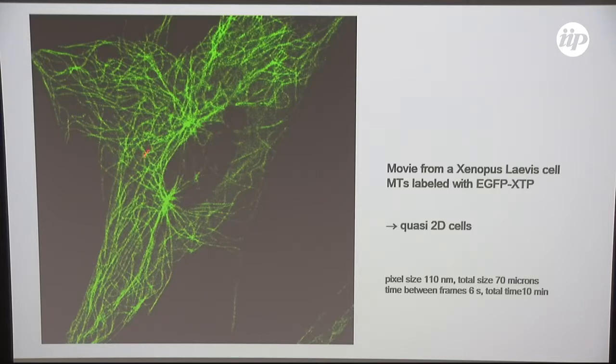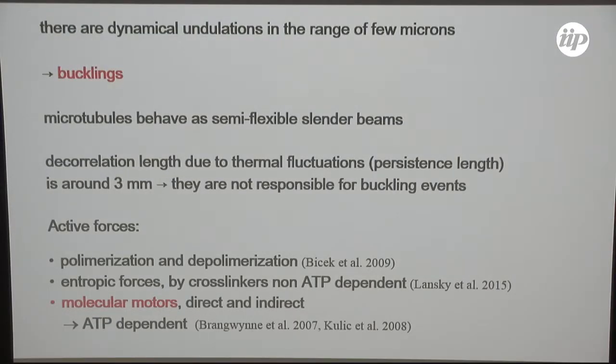These cells are from the skin of frogs, and they are very planar, so it's very suitable for this kind of movie. They are quasi-2D cells. These buckling events are dynamical undulations in the range of a few microns, so they are shorter than the total length of the microtubules. And we observe that they behave like semi-flexible slender beams.